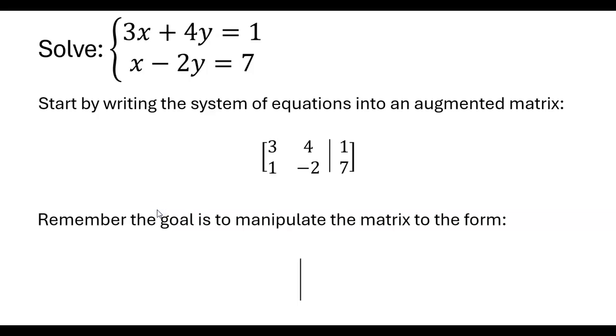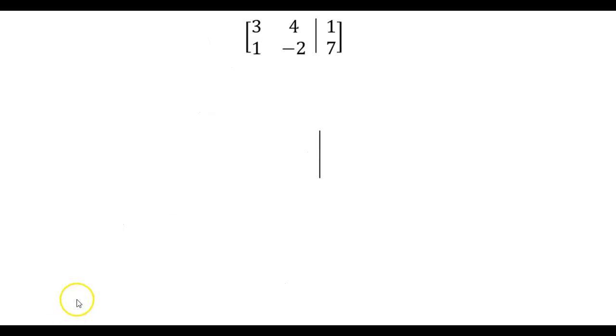Now, remember the goal. When you are solving a system of equations using augmented matrices, the goal is to manipulate the matrix into the form where the left side coefficients become 1, 0, 0, 1. On the right side, our m and n simply represent numbers, right? They're constants. As we manipulate the equations, our constants will change, and this helps us find the values of x and y. So we have our augmented matrix.